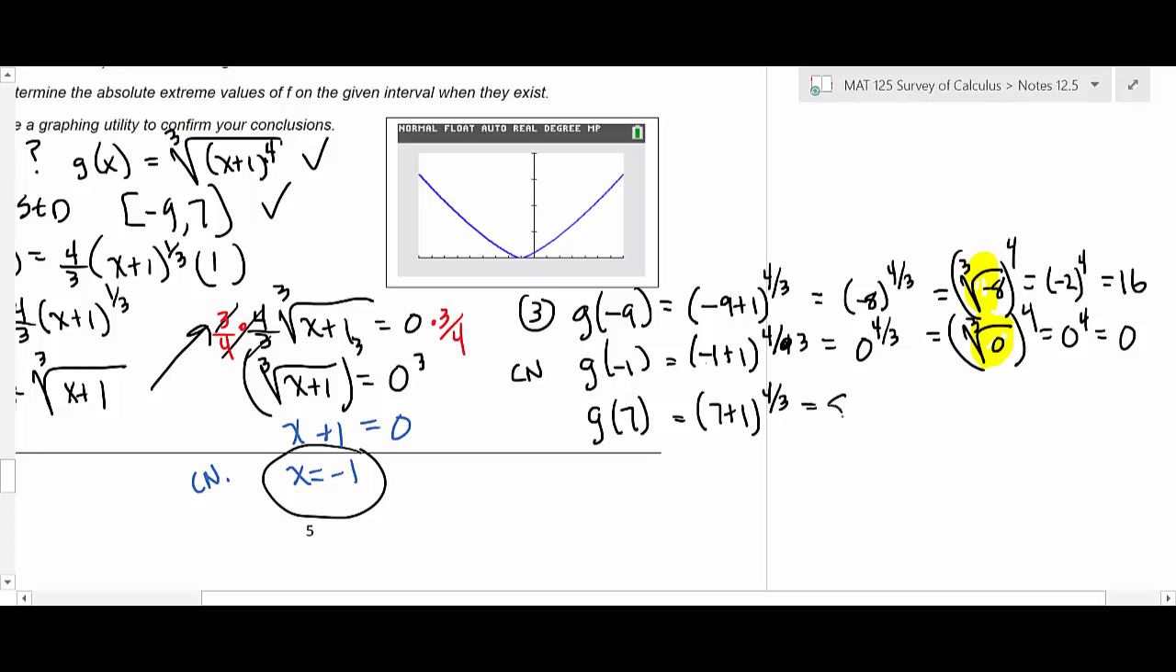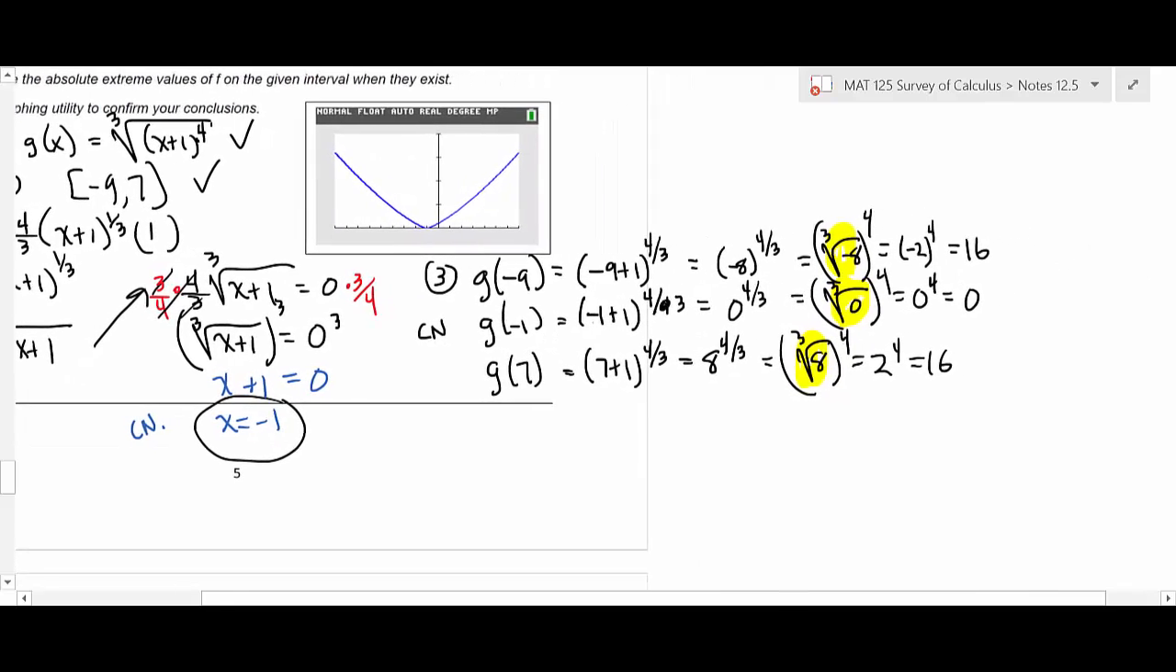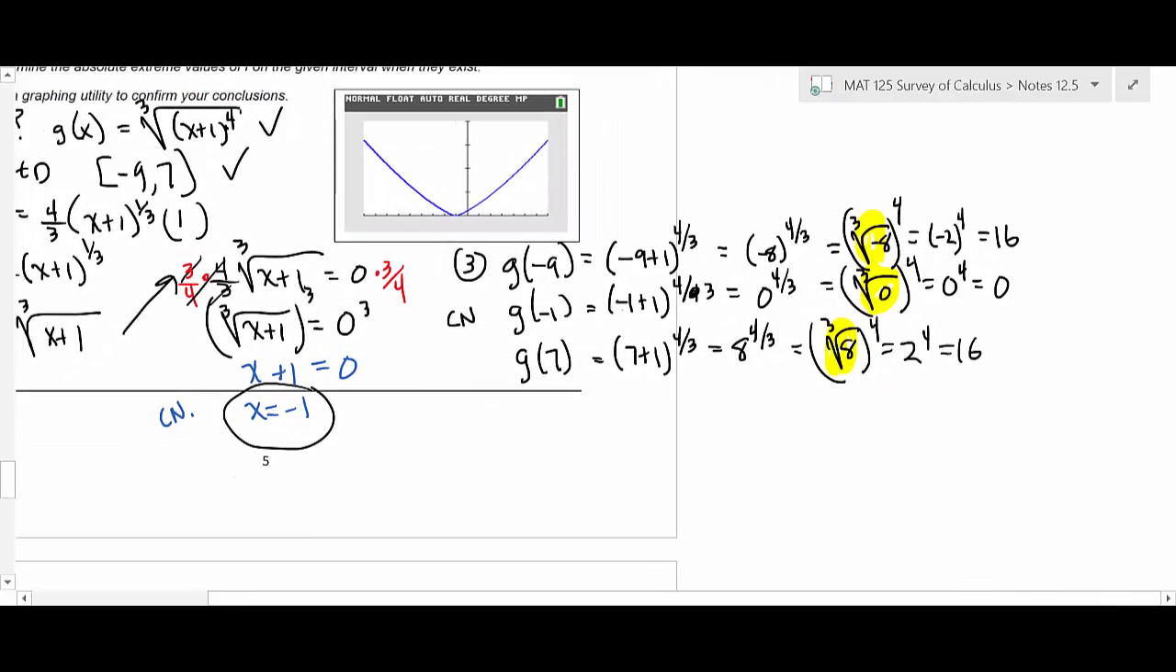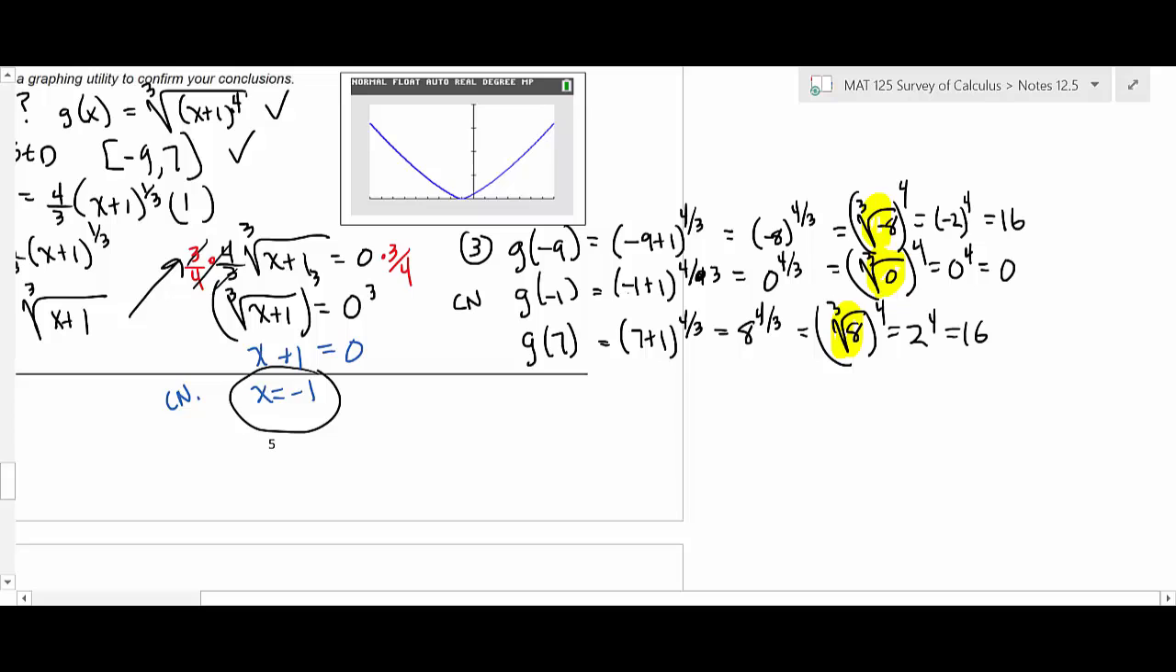7 plus 1 is 8, so that's 8 to the 4/3. What that really is the cube root of 8 to the 4th power. Okay, what's the cube root of 8? 2. 2 to the 4th? 16. Okay, you can certainly use your calculator, but I would certainly like a student to be able to do that without having to use a calculator too.